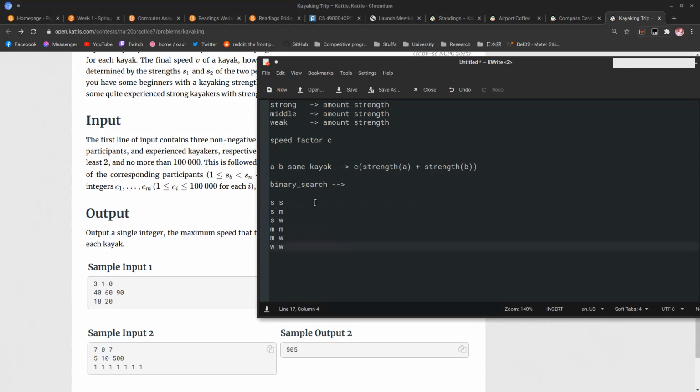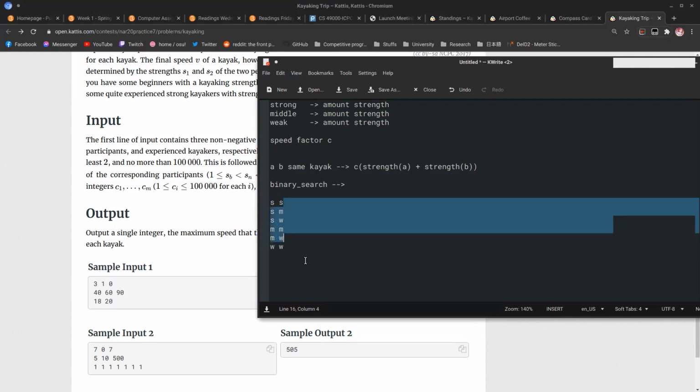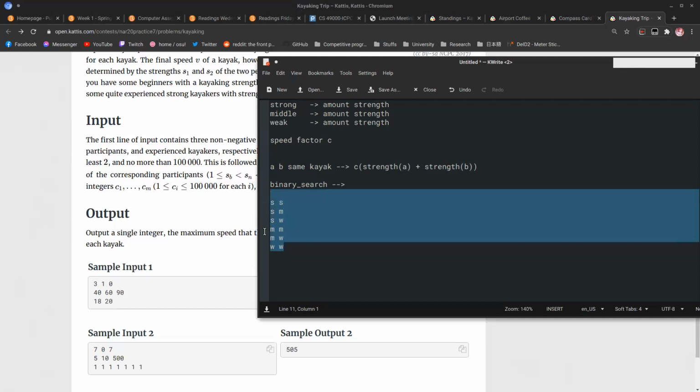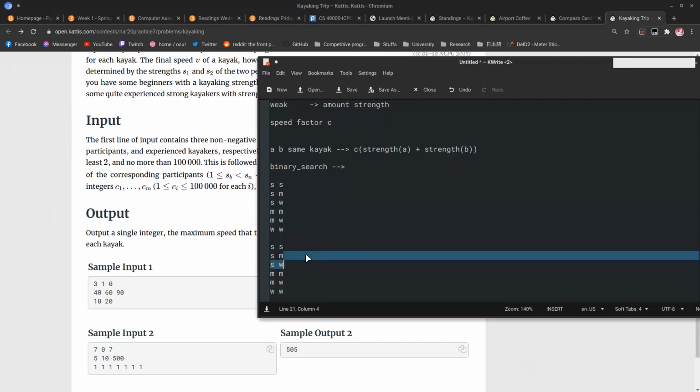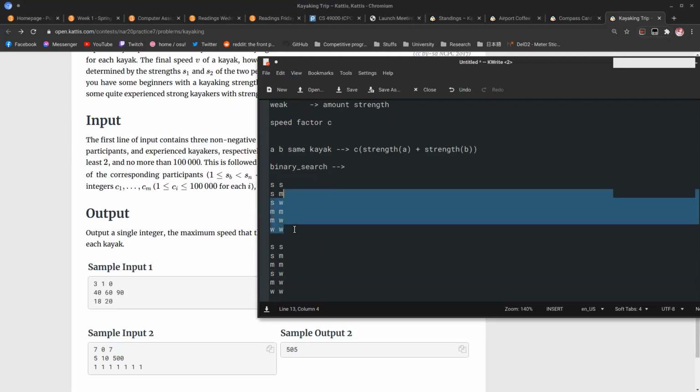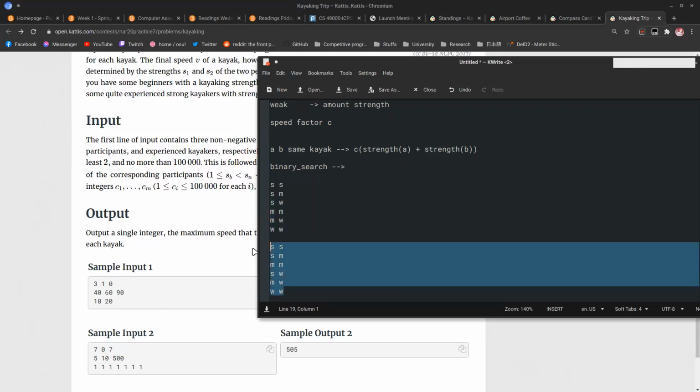And if we sort by the total amount of strength we need, then there are actually two orders, either this or this, where basically strong-weak and middle would change positions. So for each test case, there are only two possibilities, either this or this.